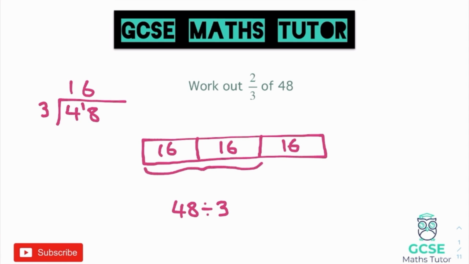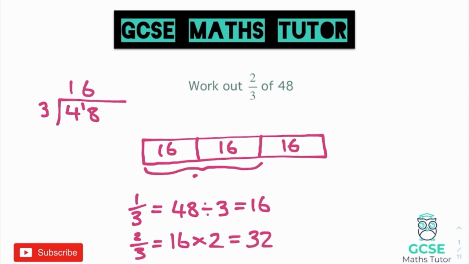So I would take my 16 there, find the total of the 2, or in other words, I would do 16 times 2. So in terms of just working out the numbers, we've got 48 divided by 3, which is 16, and that is equal to 1/3. So 1/3 would be 48 divided by 3. And then for our 2/3, which is what we are looking for, we'd take that 16, multiply it by the 2 parts we're looking at, and we'd get an answer of 32. And again, we could label that on the diagram just there as 32.